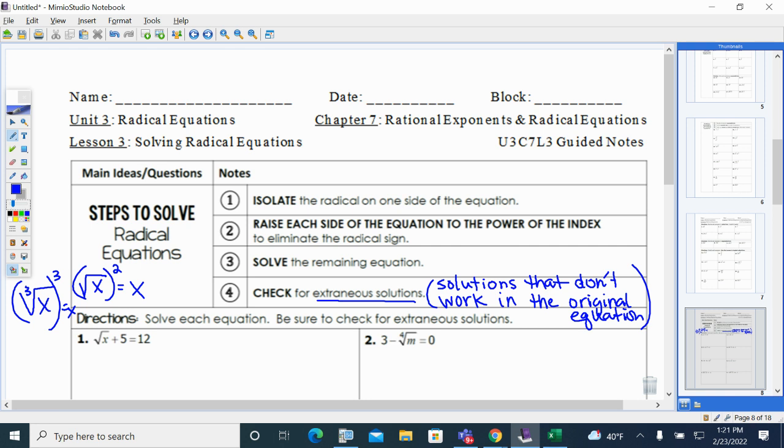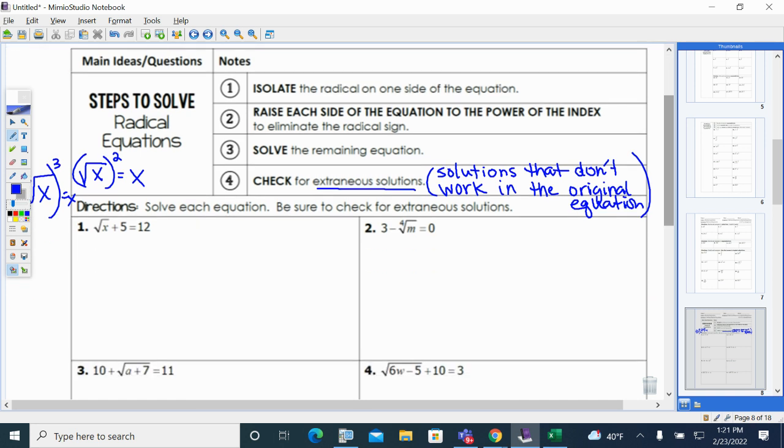And that's going to happen when we raise those sides to an even power. When you raise both sides to an even power, anything that's negative becomes positive. And that could create what we call extraneous solutions. So the directions here tell us to solve each equation and then be sure to check for extraneous solutions.